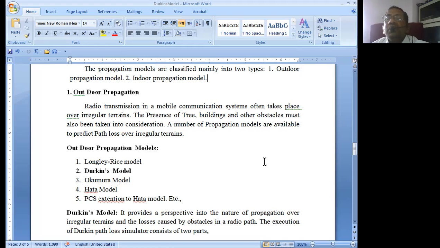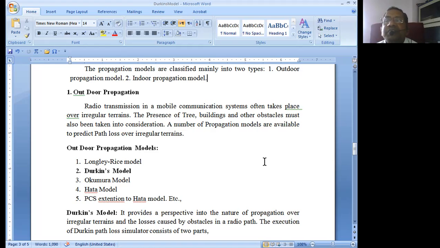So using Durkin's model, we are going to predict the efficiency of outdoor propagation for mobile communication systems. So this is what Durkin's model basically is. Durkin's model is going to propose a better method for us to transmit signals through outdoor propagation. Now here in outdoor propagation, one more possibility of obstacles is also going to be considered.